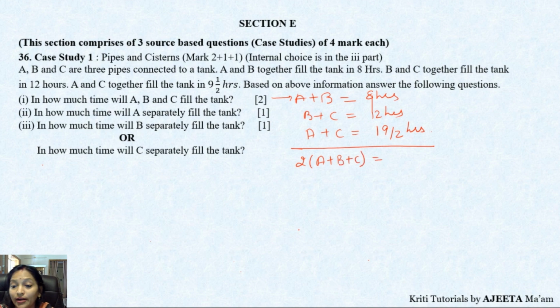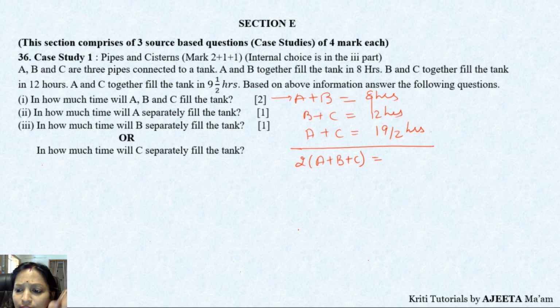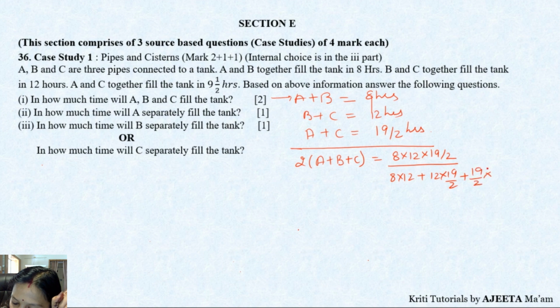Now time cannot be added like this. For time, first we have to take for 1 hour and then we add up. So if I make a simple formula, what do we get? 8 into 12 into 19 by 2 upon 8 into 12 plus 12 into 19 by 2 plus 19 by 2 into 8. Let's make it 2 6. This is 2 4. So what do you get? 4 into 12 into 19 upon 8 into 12 plus 6 into 19 plus 19 into 4.